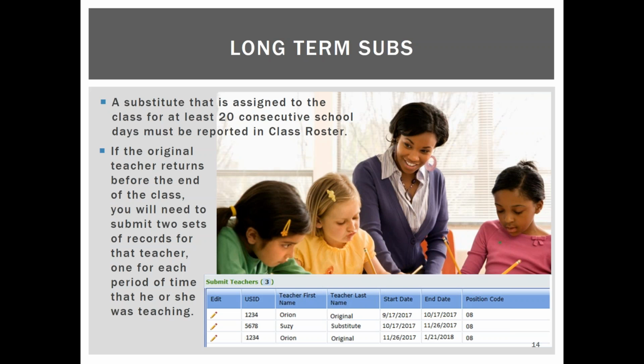So in this example, you can see Orion Original from September 17th to October 17th. And then Orion left and Susie Substitute came in from October 17th until November 26th. And then the substitute left because the original teacher came back from November 26th until January 21st. And so you can see here, Orion Original has 2 records for this IUID, and Susie Substitute has the 1 record in the middle there.